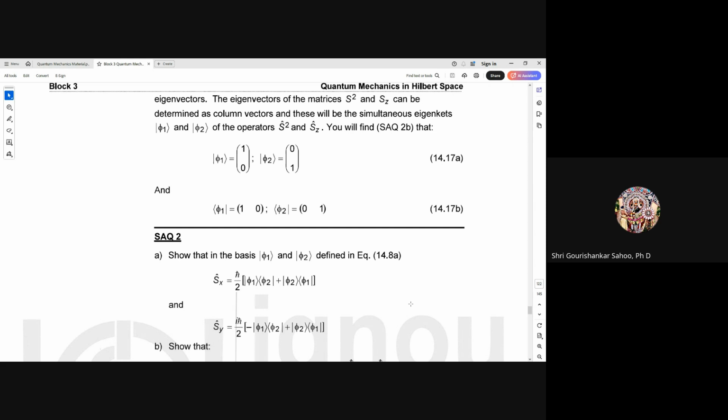The phi 1 and phi 2 states are written in matrix form. Phi 1 state can be written as 1, 0 in a column matrix, and phi 2 as 0, 1 in a column matrix. And the phi 1 and phi 2 bras can be written as row matrices. So phi 1 bra can be written as the row matrix 1, 0, and the phi 2 bra can be written as the row matrix 0, 1.